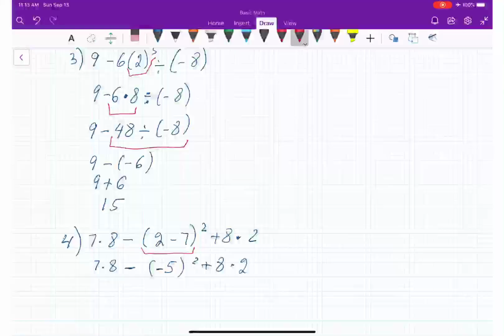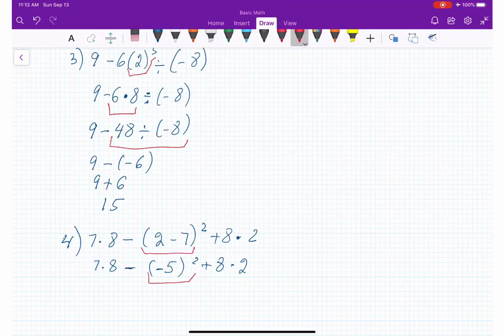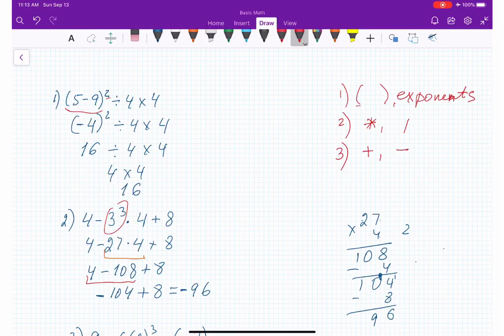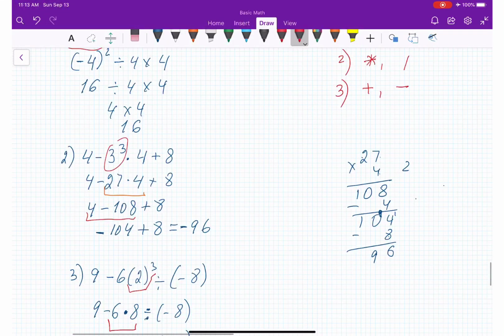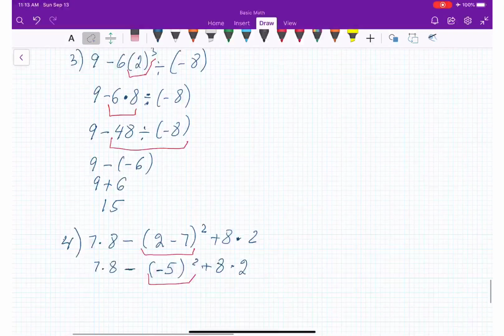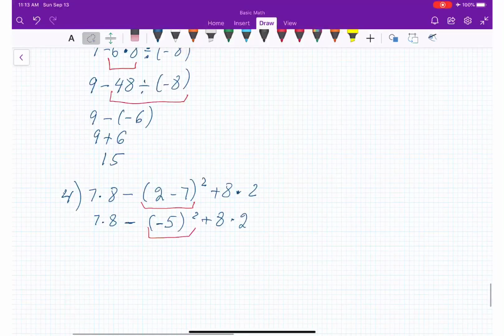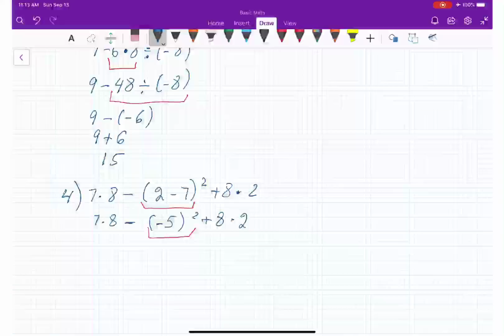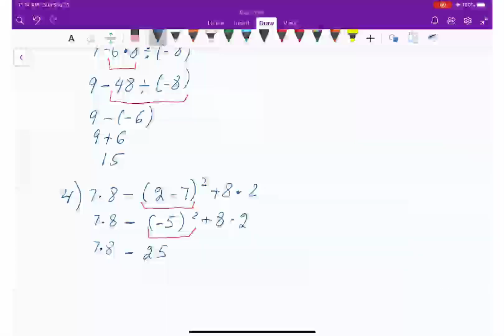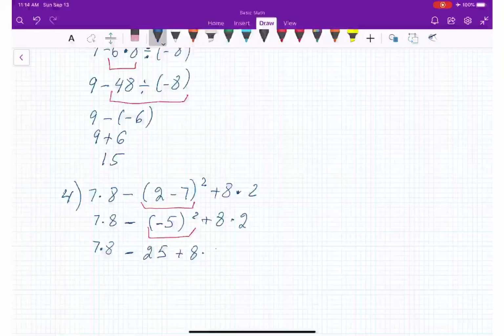Next we are doing exponent. Highest priority is exponent. I would highly recommend from the very beginning writing down this priority so you would have it. Okay? All right, so it's going to be 7 times 8 minus negative 5 squared. It's going to be positive 25, right? And plus 8 times 2.